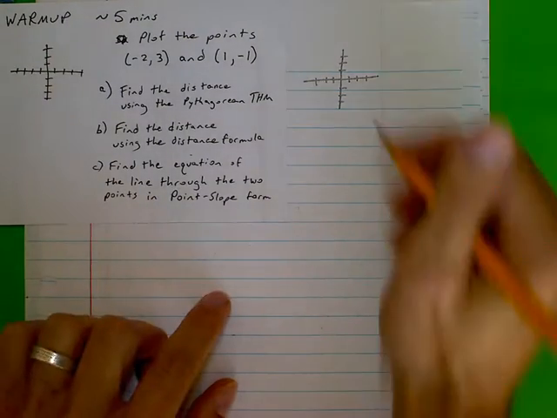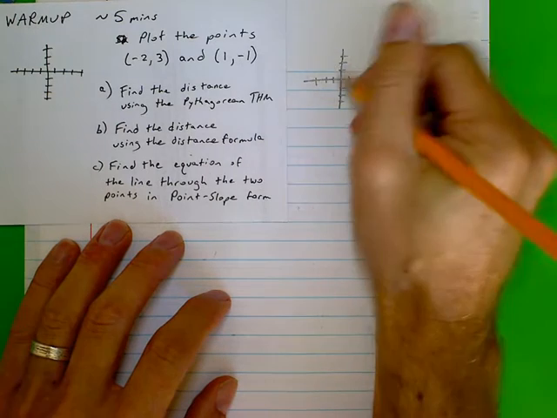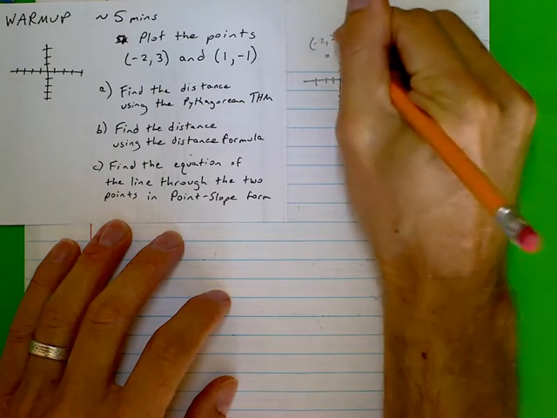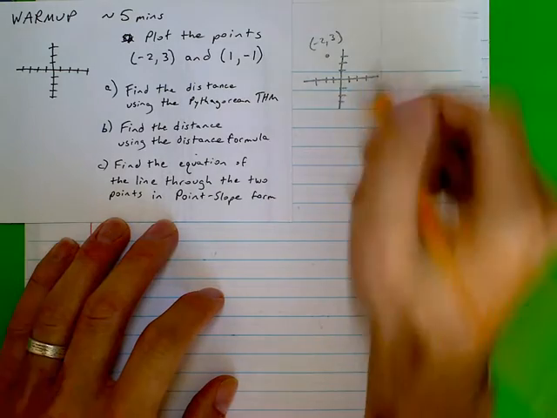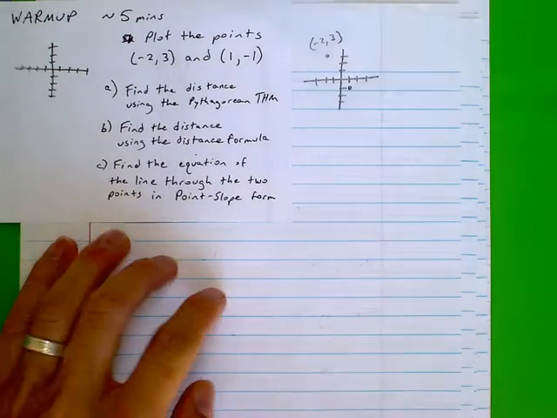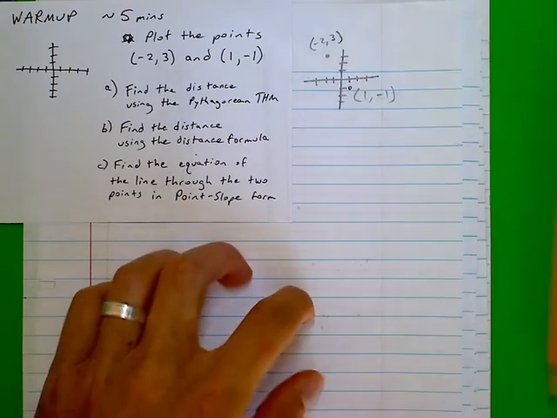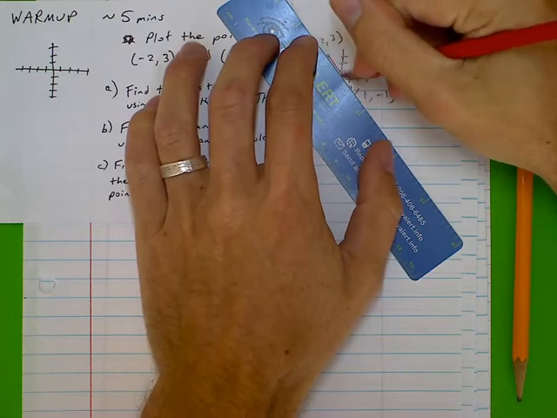So I'm going to plot the points -2, so backwards 2 and then up 3, so -2, 3. That would be up there. And then 1, -1. 1 in the x direction, -1 in the y direction. So there's my other point. I'm going to connect them with a line. That's the distance that I want to find right there.